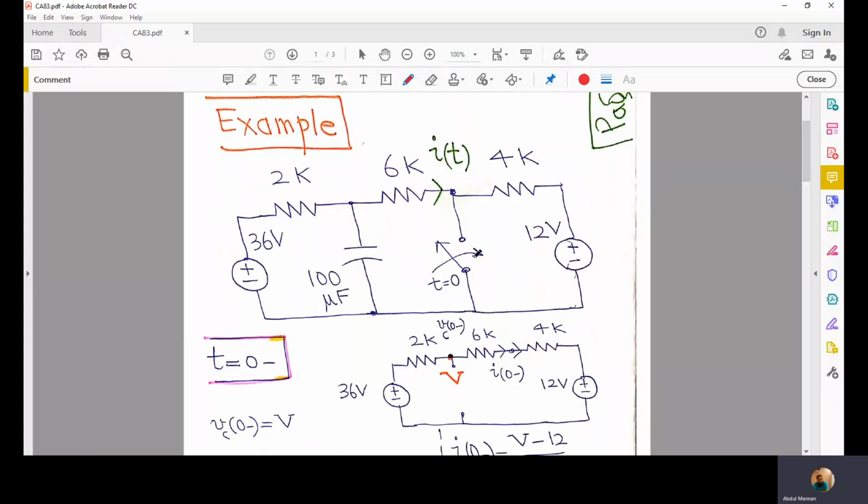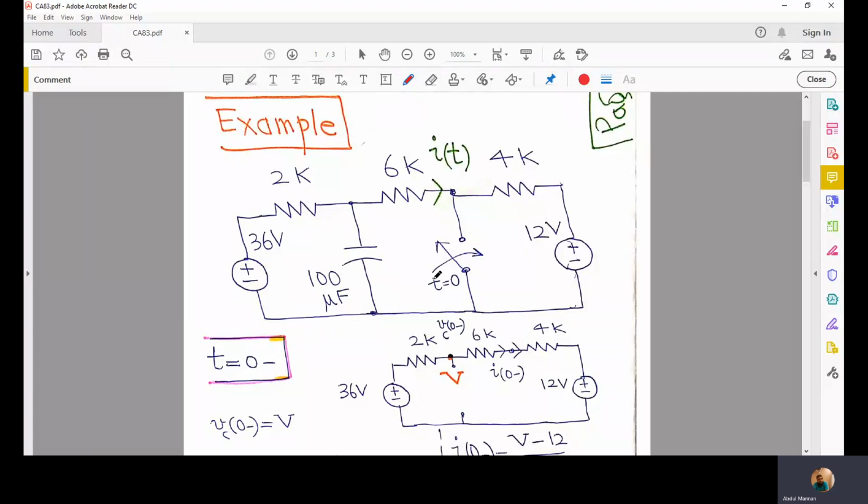The switch is open and it remained open for a very long period of time until this circuit achieved steady state. This means the capacitor would have been charged at a constant voltage V across C, and the current flowing through this branch would have become zero because the charged capacitor doesn't allow any current to flow through it.